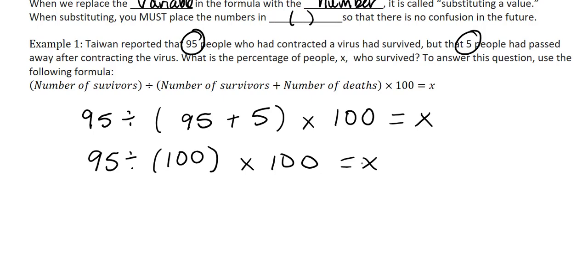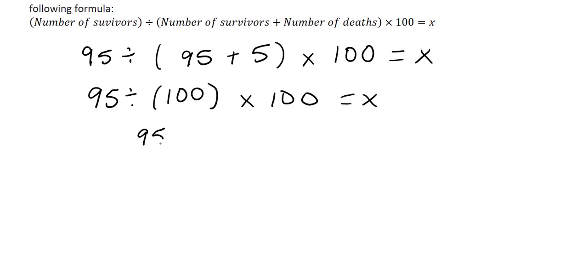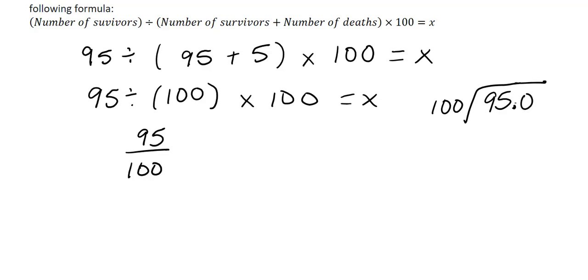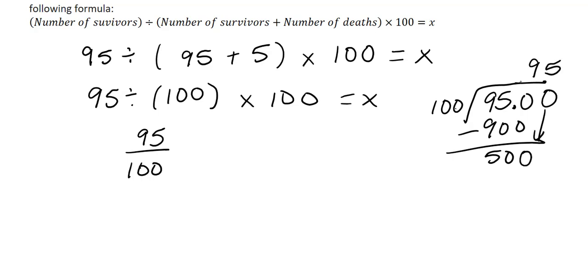And then as we work left to right, with division and multiplication being the same step in the order of operations, we have 95 divided by 100 as our first step. 95 can't go into 100, but we can add a decimal. 100 can go into 950 9 times. We subtract, we get 50. We add a 0, bring it down, we get 500. 100 can go into 500 5 times. Bring the decimal straight up, so we get 0.95.